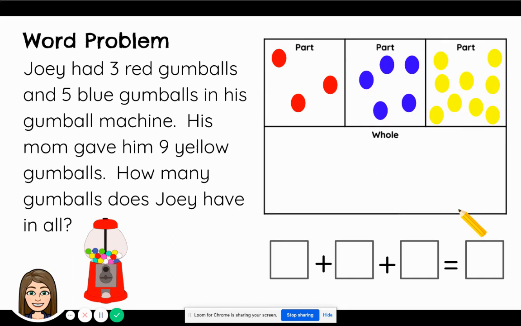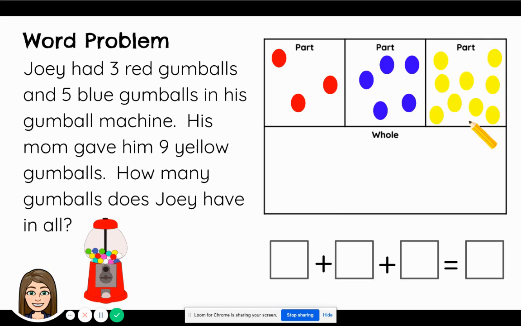If you said add all 3 parts, you are correct. Let's work through this problem together. I know Joey has 3 red gumballs. That's my first part. The next part I know is Joey has 5 blue gumballs. The last part is Joey's mom gives him 9 yellow gumballs. I need to find out how many gumballs Joey has in all.